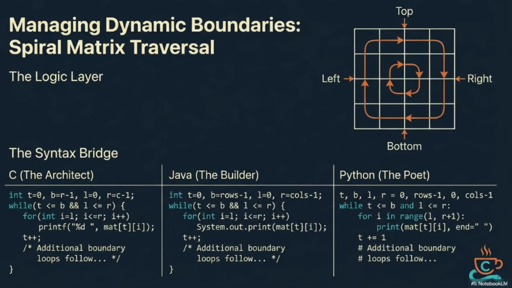Comparing all three languages, C, Java, and Python, we can clearly see how the core logic is the same in all three. Just the syntax is what changes.